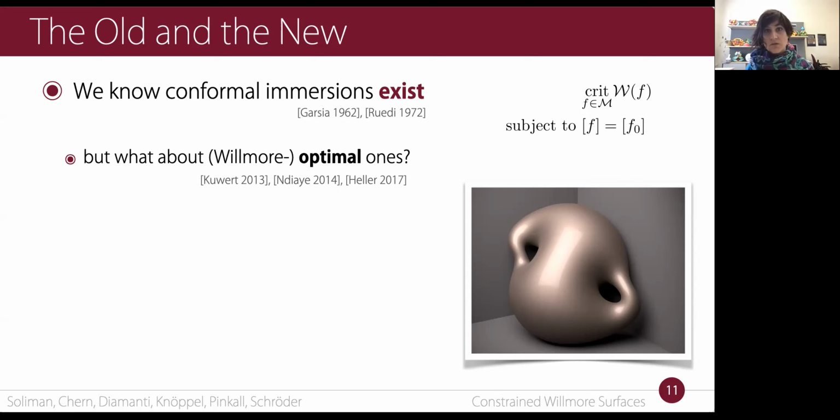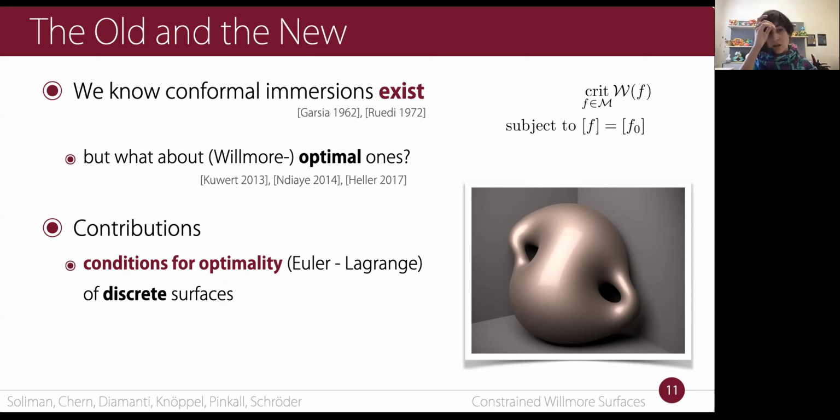One example of a special case is these constrained Willmore tori near the global minimizer, the Clifford torus. But generally, we don't know what these surfaces look like. So in this work, we proved a condition for optimality, meaning that we can check whether a given surface is a constrained critical point or not. And of course, surface in this work means discrete surface, so meshes.